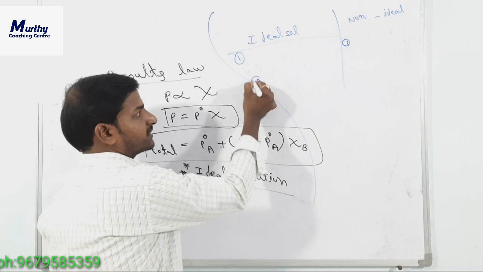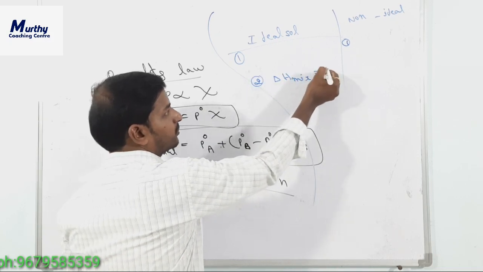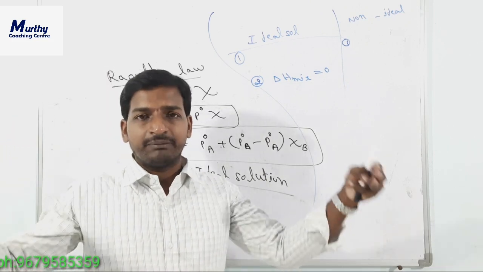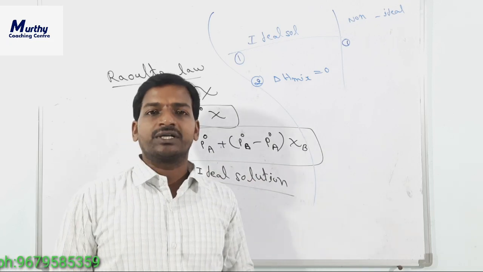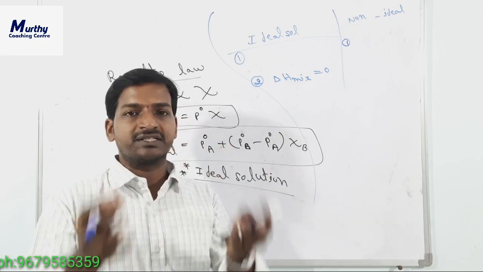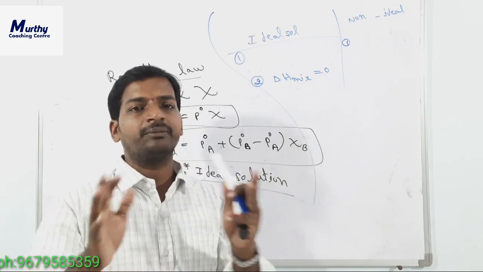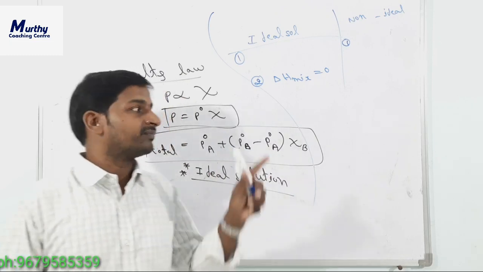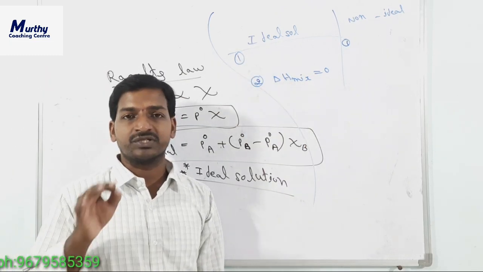Next, the second one: delta H mixing of the solution is equal to 0, then we can say ideal solution. Means when we are mixing the two liquids, during the formation of solution there is no release or gain of energy. It should not be endothermic or exothermic. The change in heat energy remains constant, then we can say that is the ideal solution. Delta H mixing is equal to 0.